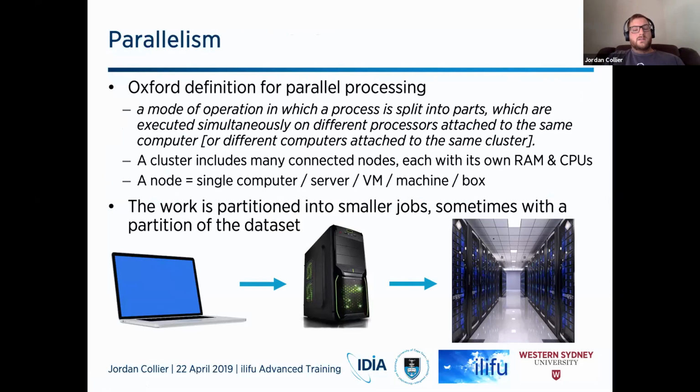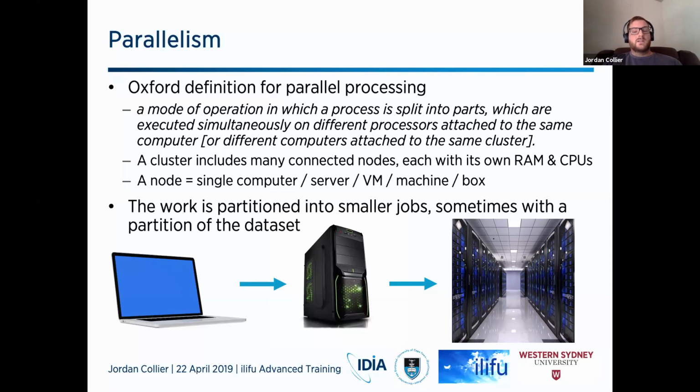And this is the kind of thing that you would be doing if you're using multiple CPUs or multiple nodes or tasks on our clusters. So the Oxford definition for parallel processing is a mode of operation in which a process is split into parts which are executed simultaneously on different processors attached to the same computer, or I would add, different computers attached to the same cluster. And so just to clarify the scenario and the language, a cluster includes many connected nodes, each with its own memory and number of CPUs.